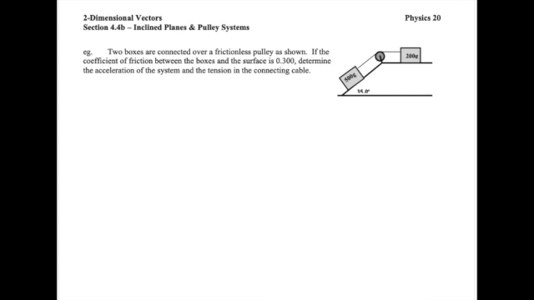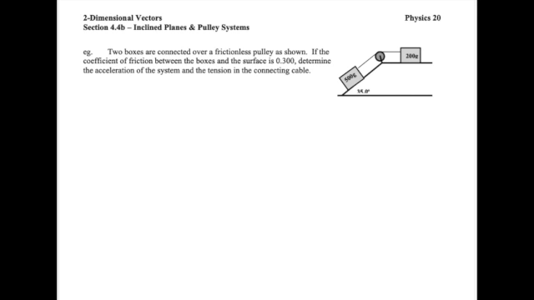So in this next one, we have, again, a connected system here. So in this one, nothing's going to be hanging down like we have with our typical pulley systems. But both of them then are going to be going along surfaces. And so we have friction on both of them. It's the same coefficient of friction for both surfaces.